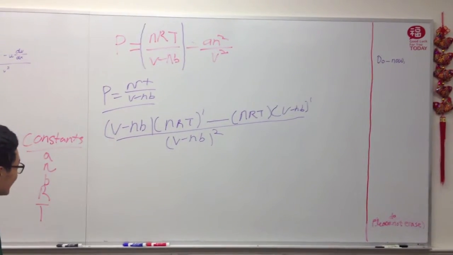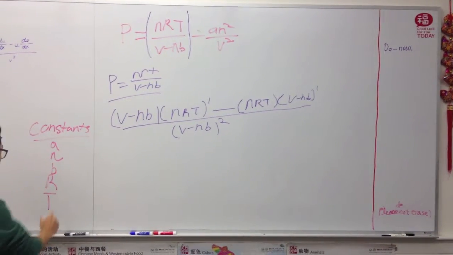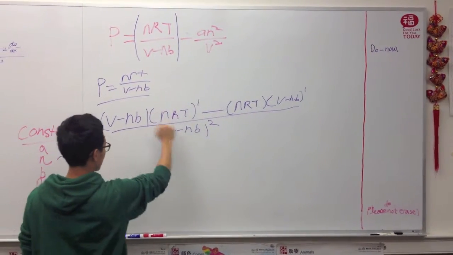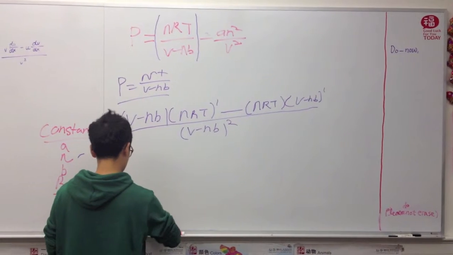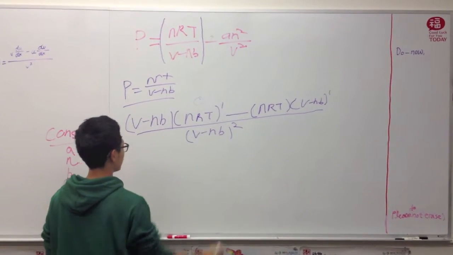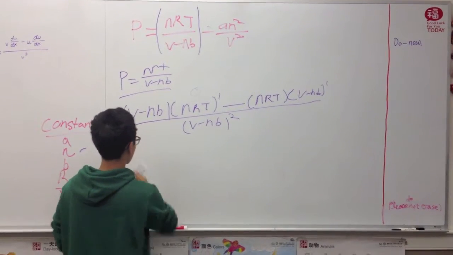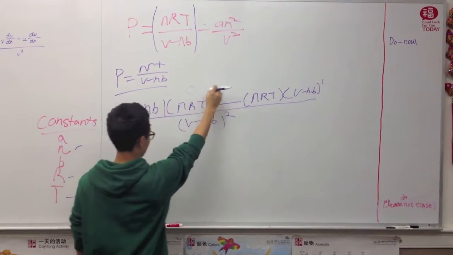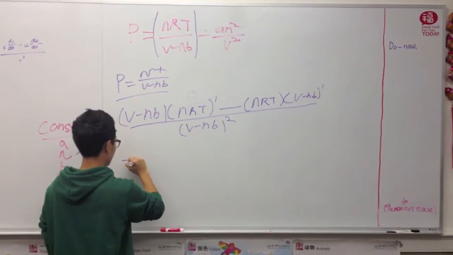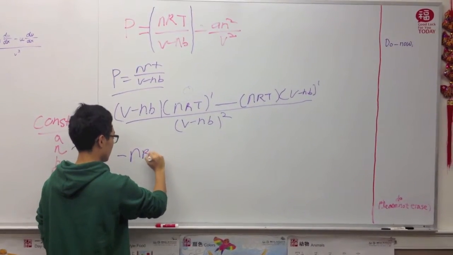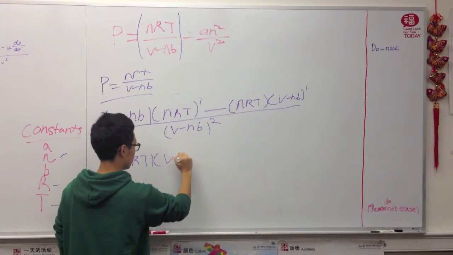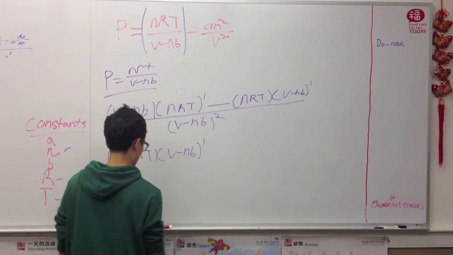Keep in mind that n, R, and T are constants. So the derivative of these constants becomes 0. And anything multiplied by 0 is 0. So this whole thing cancels out. What we're left with is negative nRT and the derivative of V minus nb.